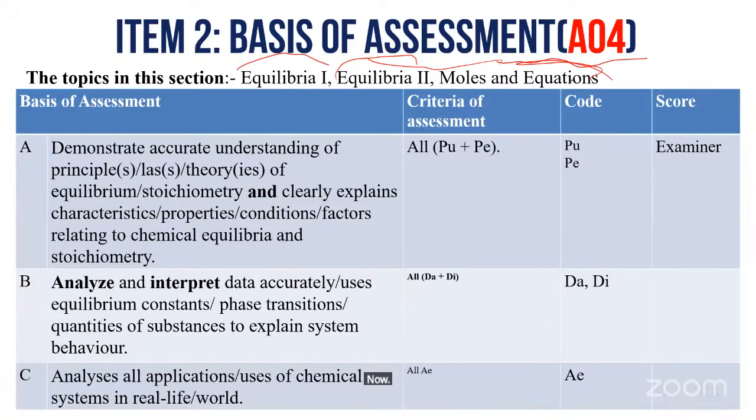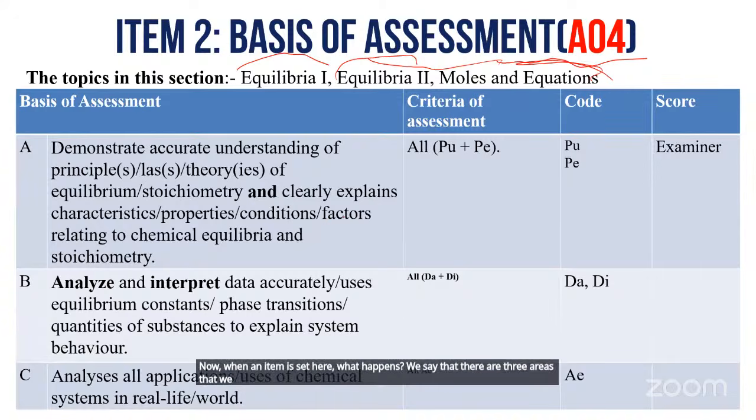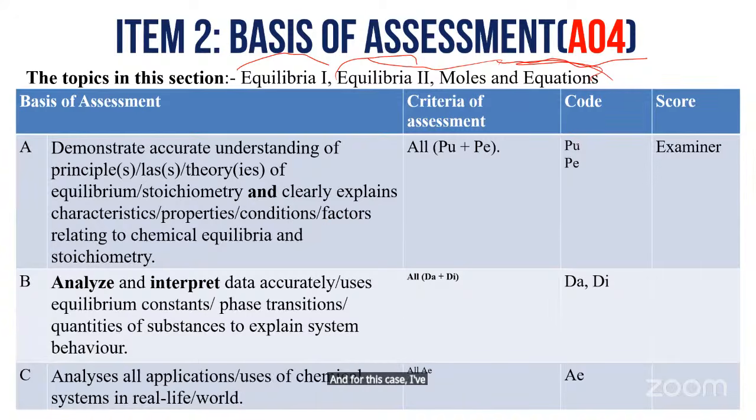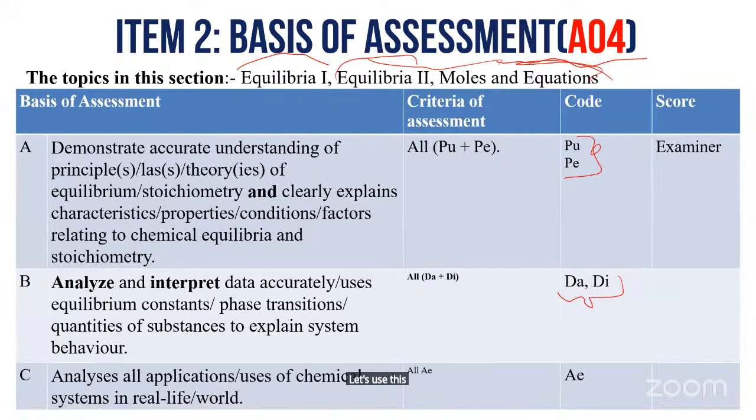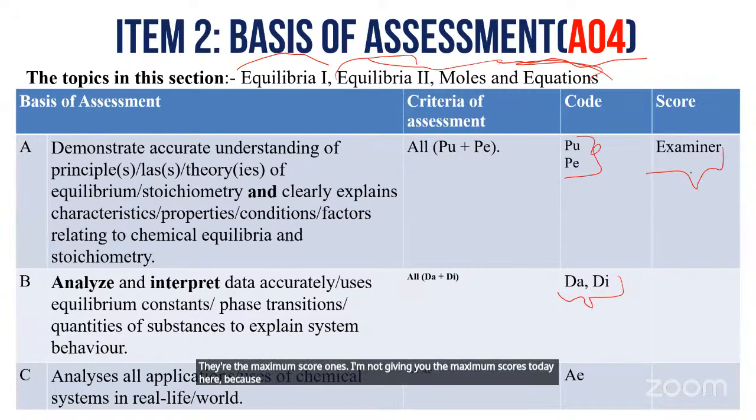Now, when an item is set here, what happens? We say that there are 3 areas that we are basically looking at. And for this case, I've just given you these codes. One day, don't say that teacher Isaac gave us these codes. Like I said, examiners can agree and say, let's use this code for easy identification and for uniformity. Are we there? I'm not giving you the maximum scores today here because at any time, the maximum score can change. But do you know how to respond to the item? Yes. If you know, that is the number one thing that we are looking out for.